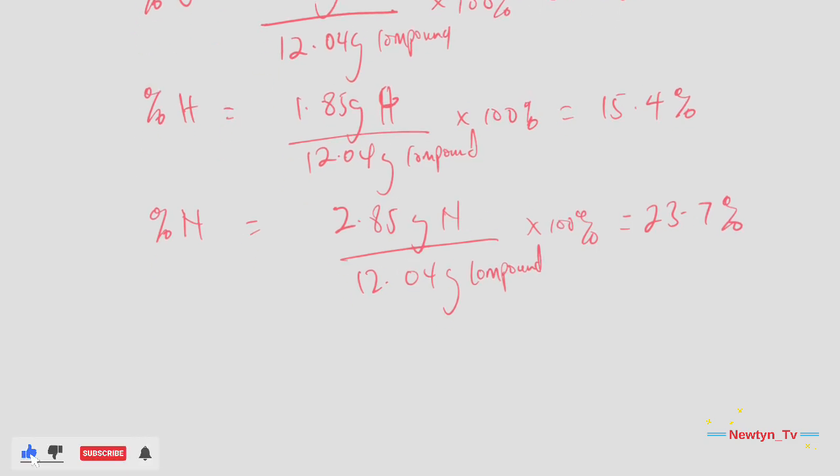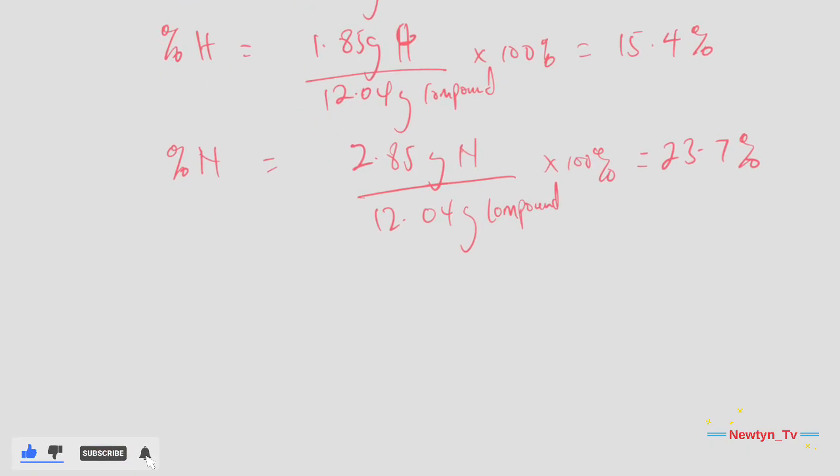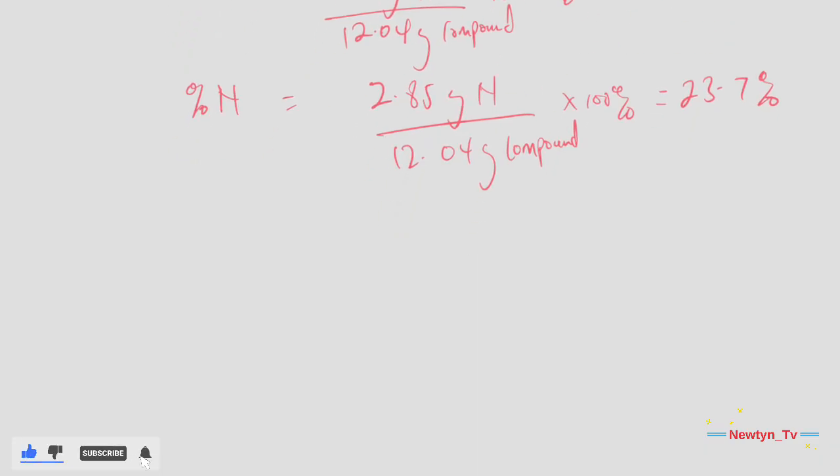So the analysis results indicate that the compound is 61.0% carbon, 15.4% hydrogen, and 23.7% nitrogen by mass. Okay. Now, do this on your own and let me know your answer. You can pause the video and try to do this on your own.